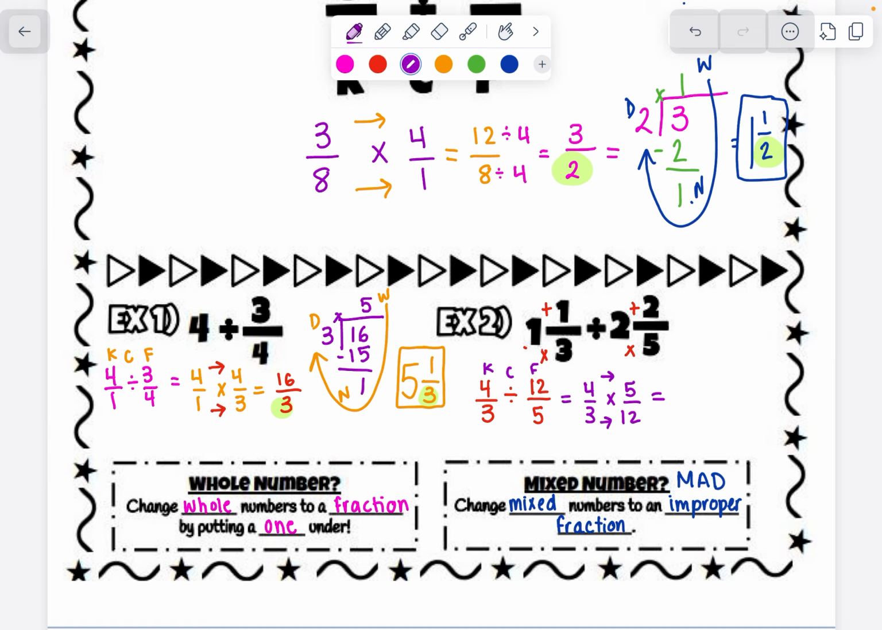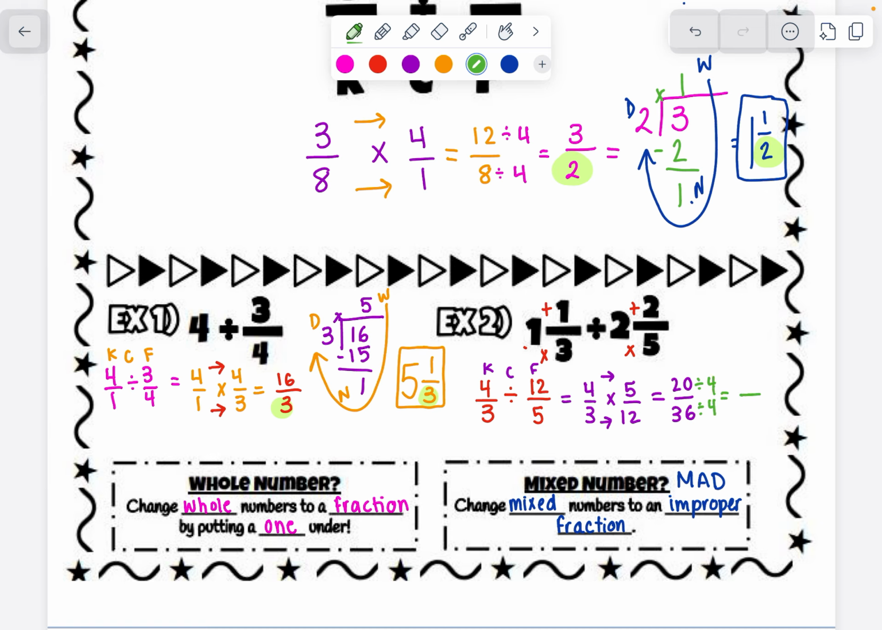Okay, so once we've gone straight across, we're going to go ahead and do 4 times 5, which is 20. 3 times 12, which is 36. Now, I can't just circle and be like, yay, I'm done. We got to double check to make sure that we are not missing anything like simplifying. And I can simplify 20 and 36. The biggest number that they have in common is 4. They are both divisible by 4.